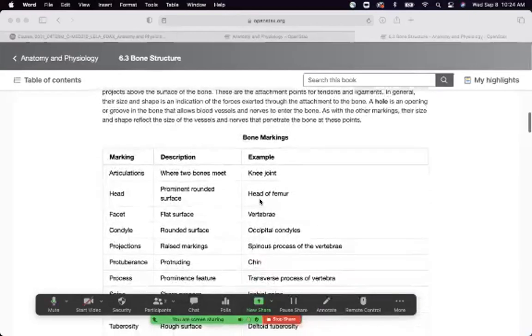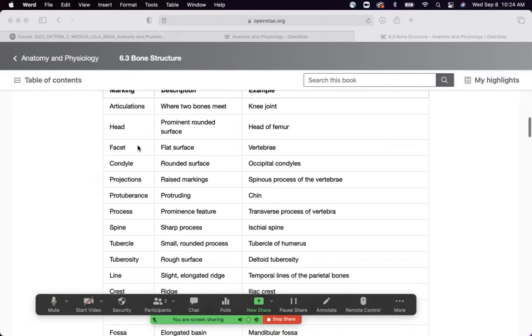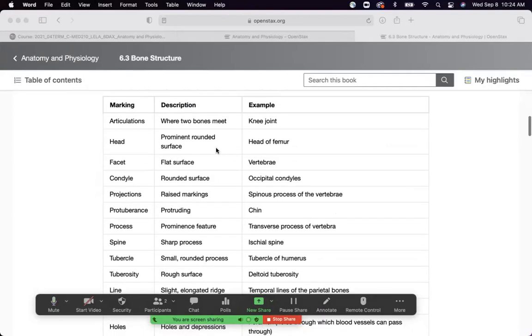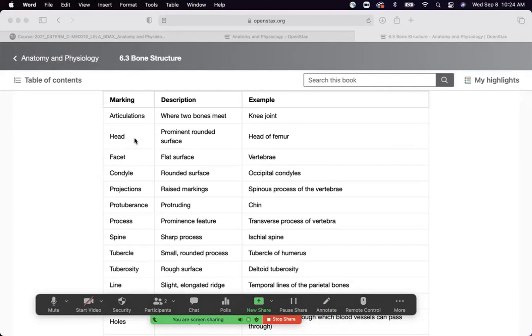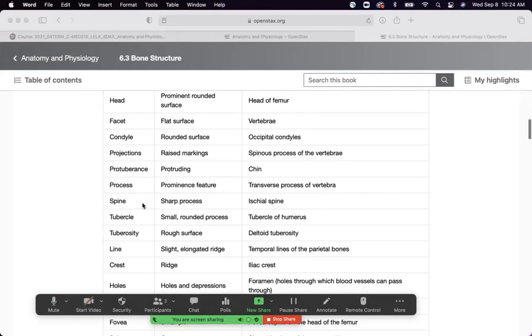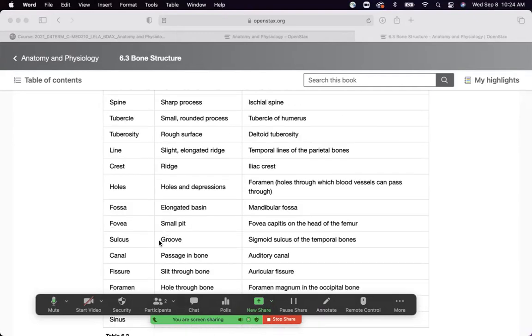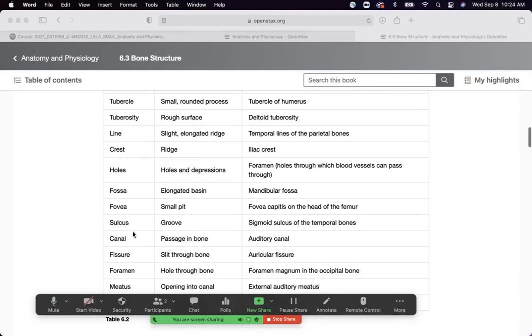Okay, now the bones that you're going to be learning are just basic. Like here's the humerus, here's the femur, here's the phalanges. But eventually, if you want to go to graduate school, every bone has different markings and connections and little holes in them. Articulations, heads, facets, condyles, projections, protuberances, processes. There's all these things. And they're going to have holes and depressions. Some of the depressions or grooves are called sulcus if it's singular, sulci if it's plural.